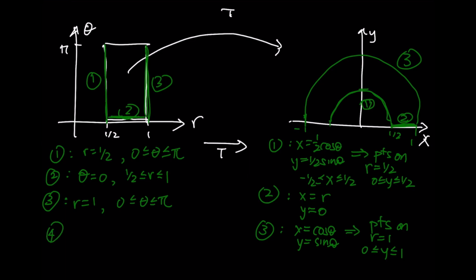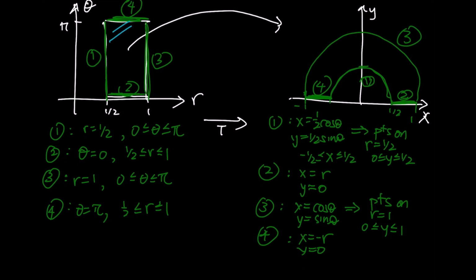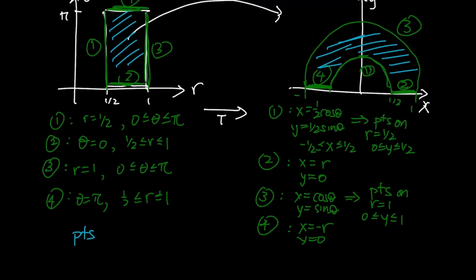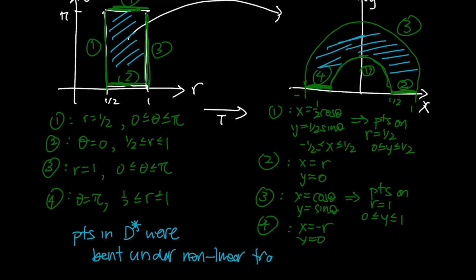And finally, if we are on the top region here, what we've got is theta is pi, and our radial values go from 1/2 to 1. So this ends up producing x is -r, y is 0, and we will fill in this boundary right there. So there is 4. All of these points in our nice rectangle, they didn't stay as a nice linear box. What happened is that they got bent. So the points in this region D star were bent under this non-linear transformation, and they produce a new region D.